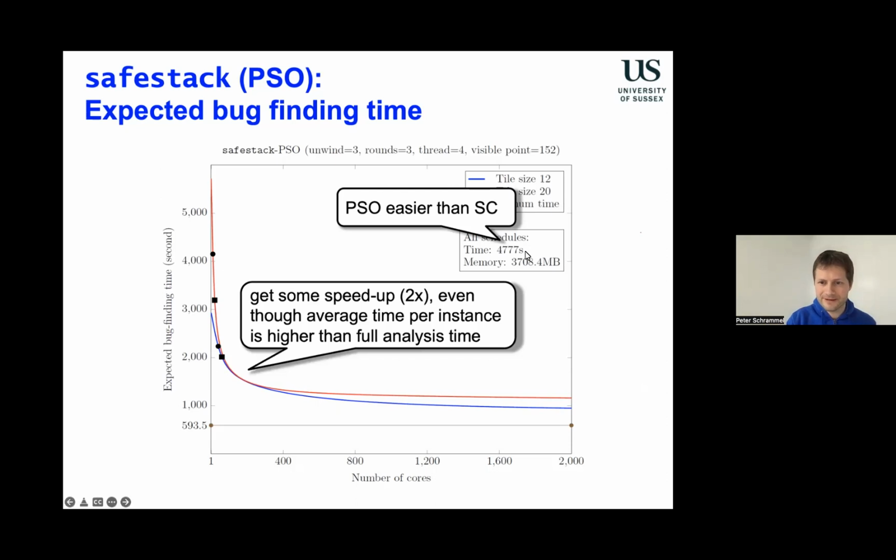Yeah, so these 4,800 seconds is for all the interleavings. If we use the approach with tiling, we still get some speed up. Like we can find it with, I don't know, 100 instances. We can find it in half the time.